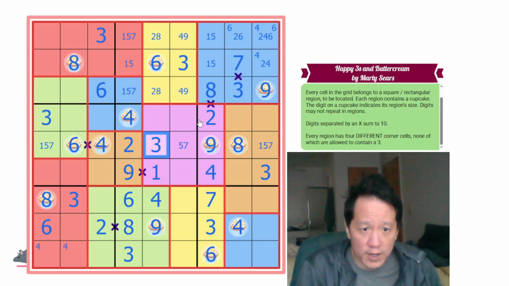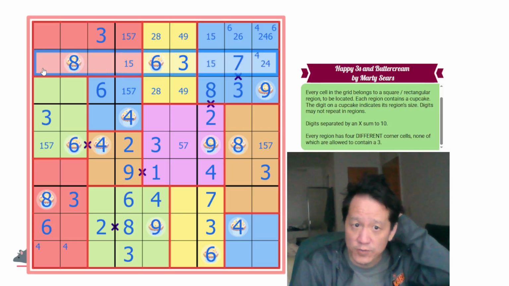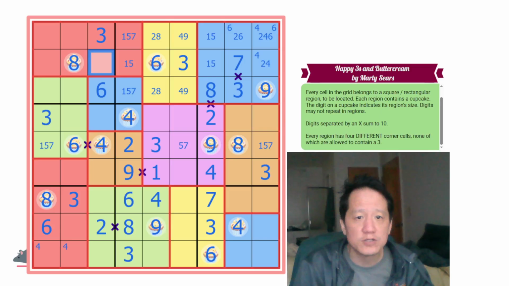We also have a 1, 5 pair in row 2, which eliminates 1 and 5 in the rest of the row, which means the rest of the row is 2, 4, and 9. And this cannot be 2 or 4, so this must be a 9, which makes this 2 or 4.